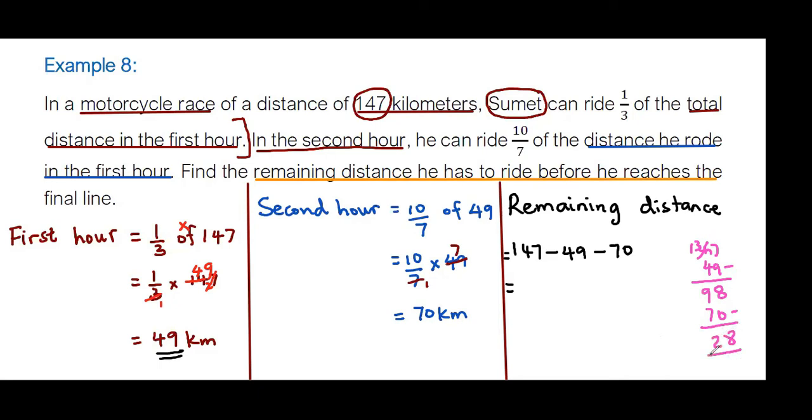28. So this means that he has 28 kilometers to cover. You understand that? Yes. So it means that he is remaining with a distance of 28 kilometers before he reaches the final line. All right. So we are going to look at the next example.